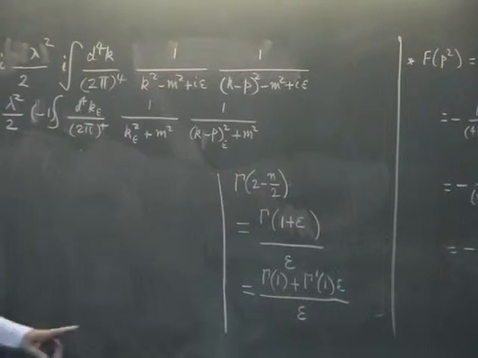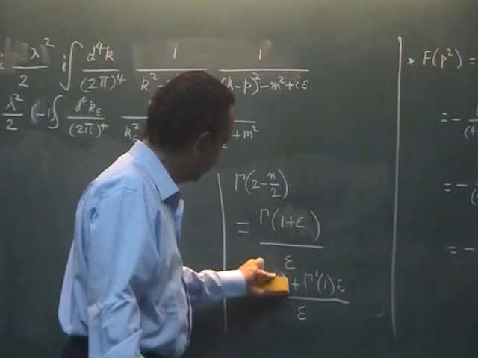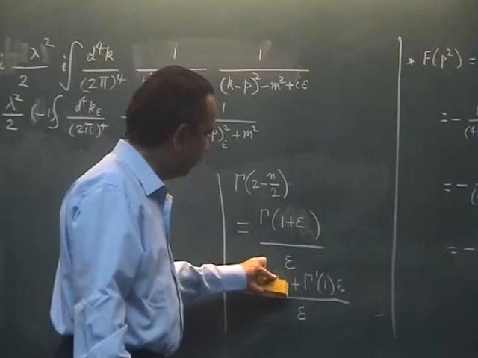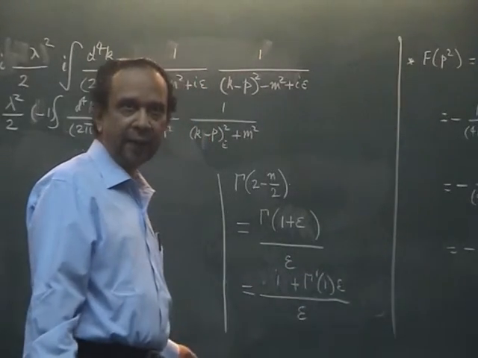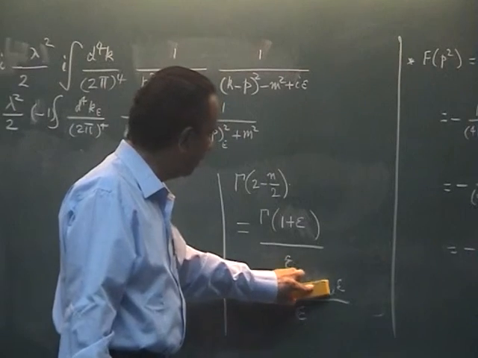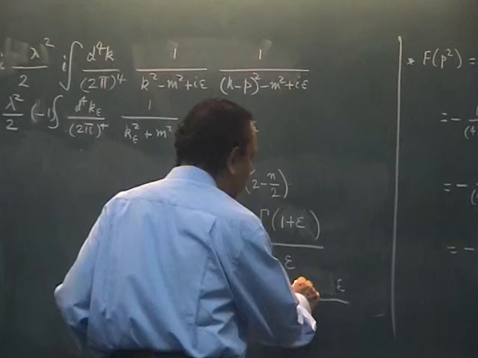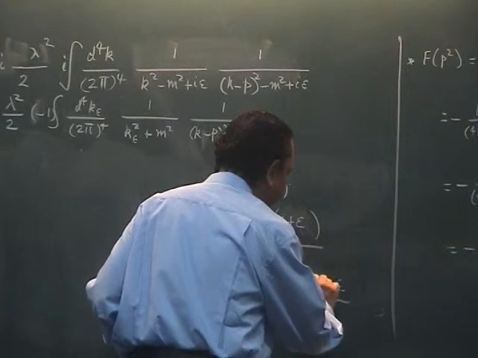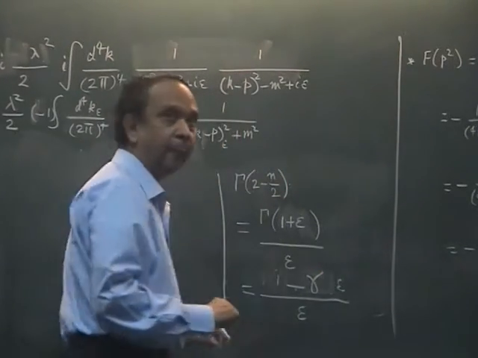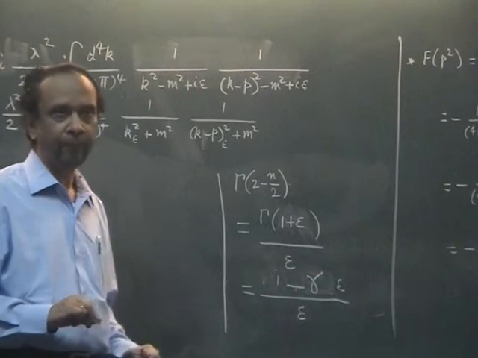Okay. Now gamma of 1 is 1, so that is not an issue. Then of course next terms etc. are epsilon square and all that. Gamma prime at 1 happens to be a quantity called minus gamma, which is Euler's constant. You don't really need to know what it is. It is just some finite quantity which you can look up. Okay, so this is the Euler's constant times epsilon. So this is what you have.